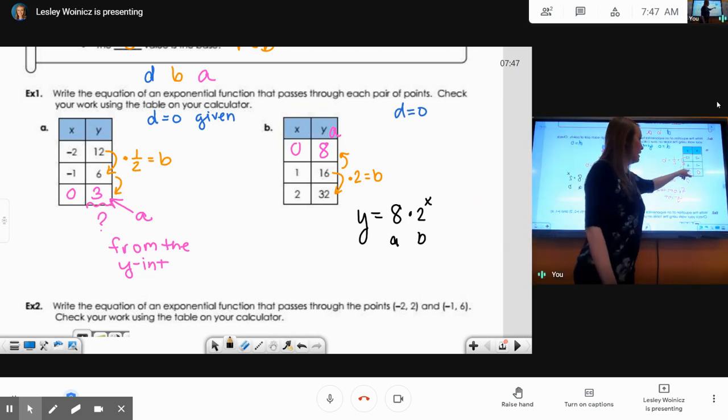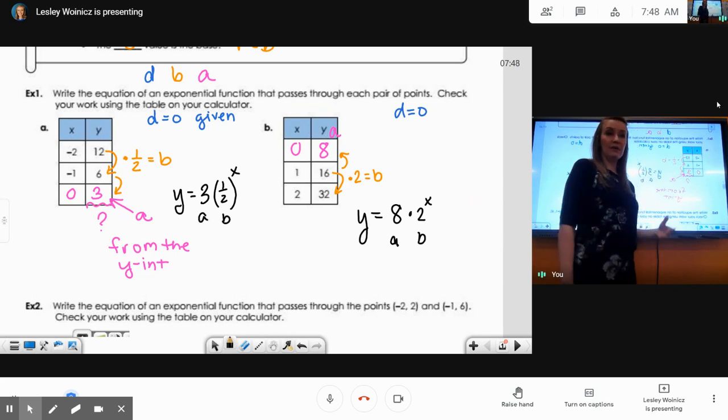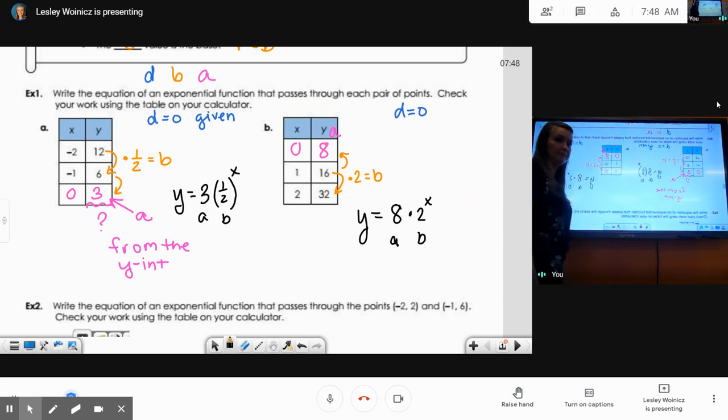So we found out that our a was 3, so it's y equals 3 times, whoops, my base is 1/2, I'm going to use parentheses, power x. This is my a, this is my b, and we already said we don't have to write the d if it's 0. And that's it.